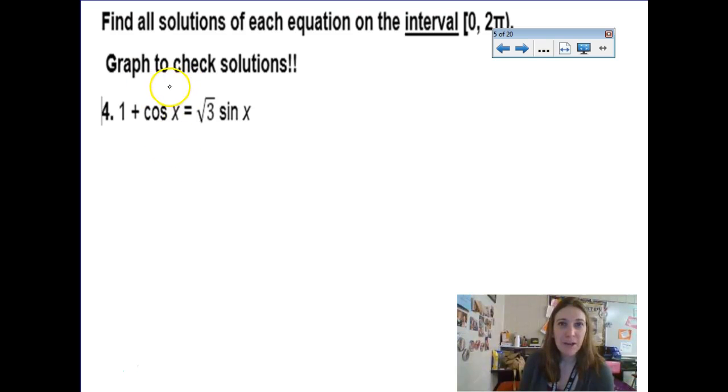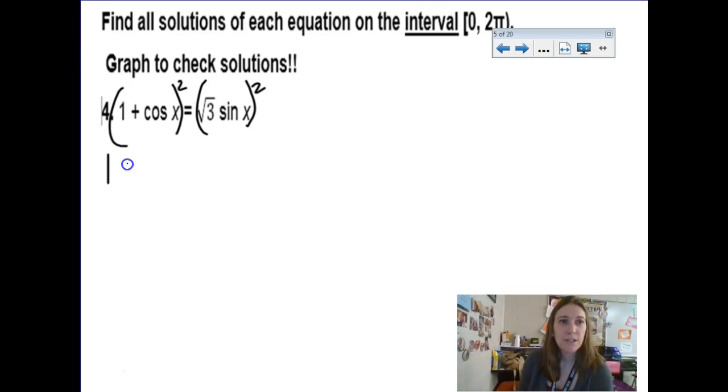All right, here, again, we're going to want to graph to check all solutions in theory, but I'm not going to have time to do that. So, between 0 and 2 pi only. Oh, bummer. Not real happy about the fact that there's sine and cosine. So what if we were to square both sides of the equation? That's something we can do, right?